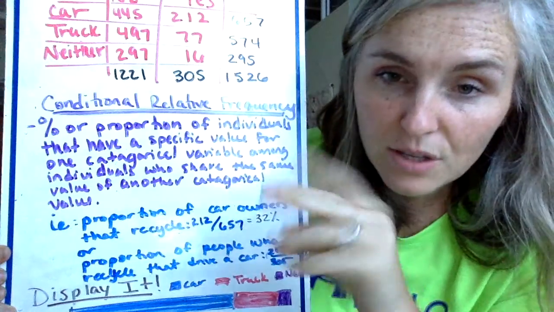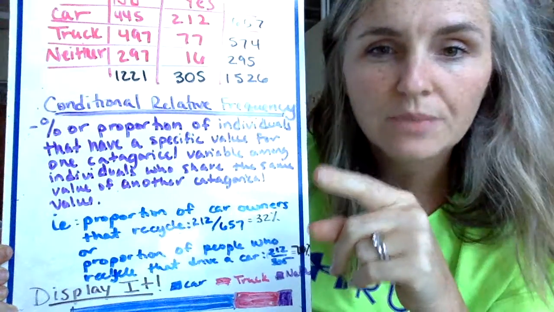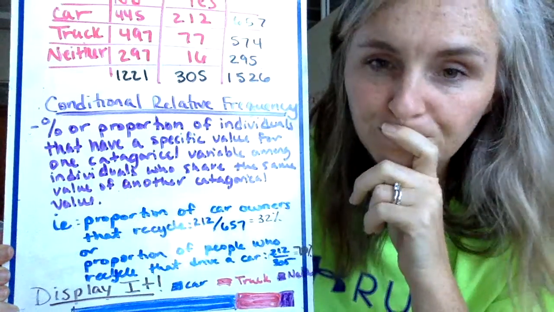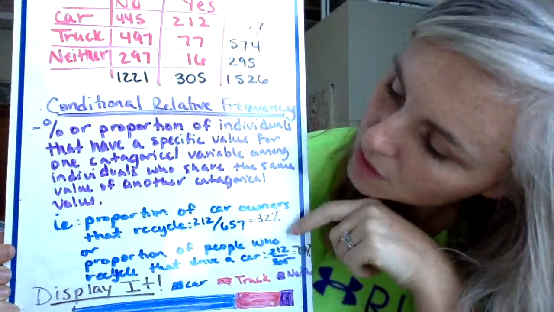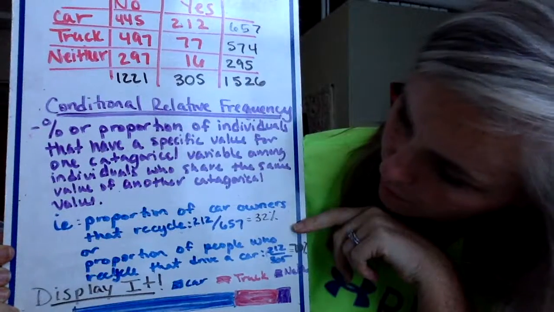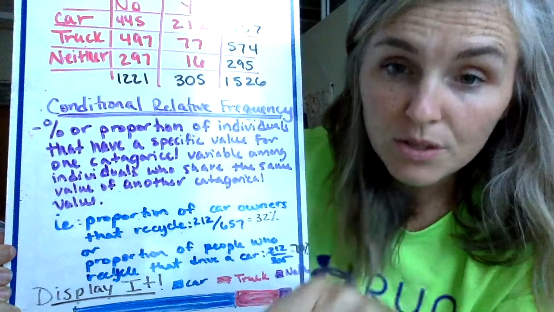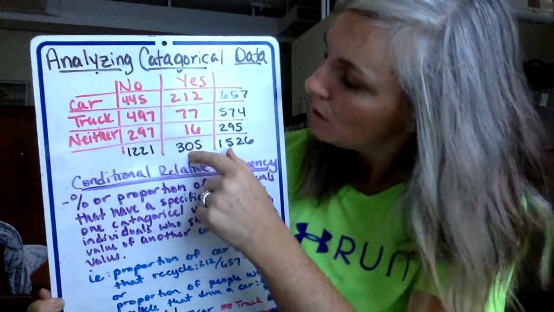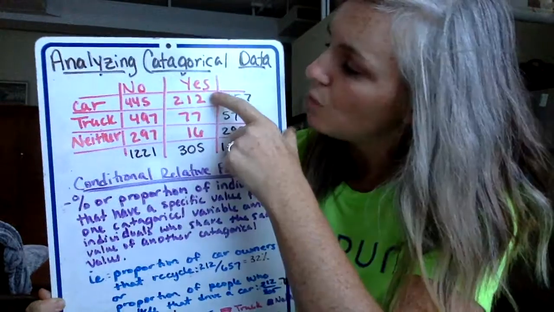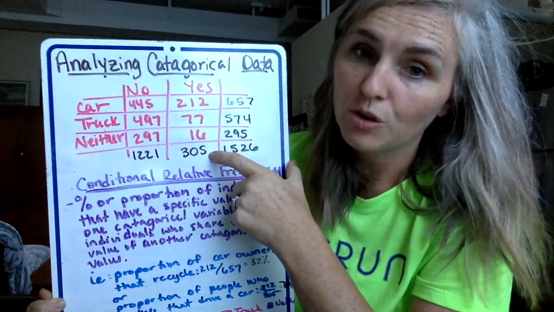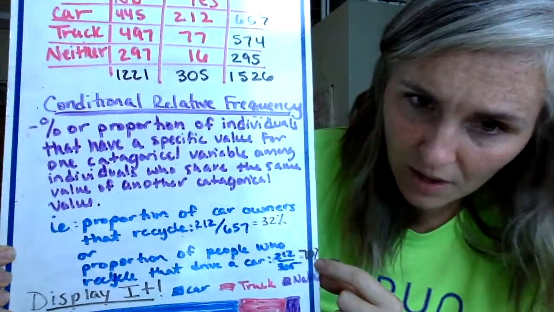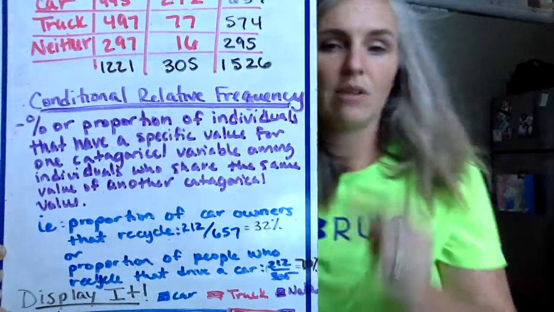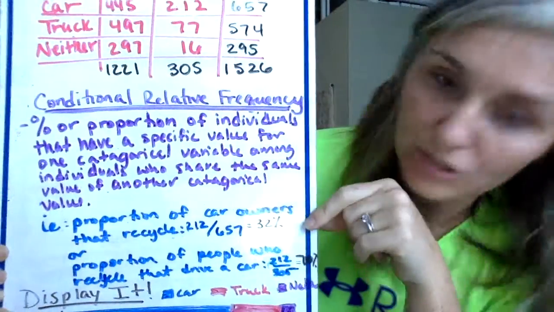But if I flip that, somebody once asked, does order matter? And I don't think I answered that very well. Yes, it does matter. If I instead ask what's the proportion of people who recycle and also own a car, now let's look at all the people that recycle. There's 305 of them in this study, and 212 of them own and drive a car. If we look at that percentage, that's like 70%, which is much higher than 32%.